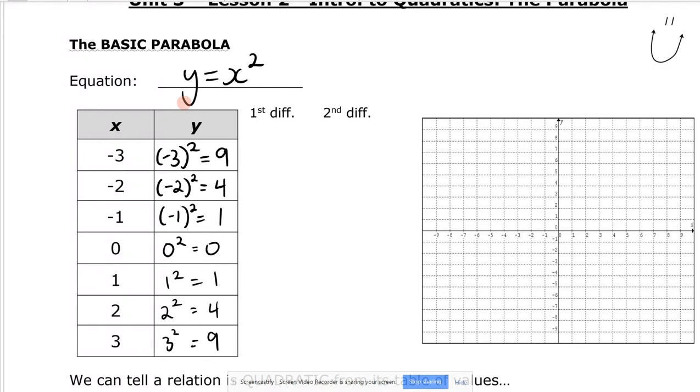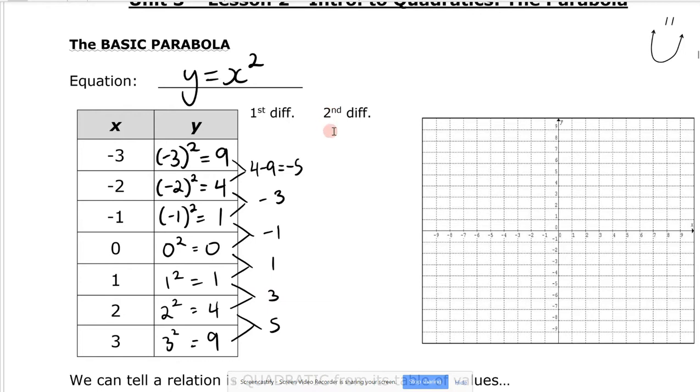Okay. Now, if you remember your finite differences from grade 9, well, you would look at the difference between the two consecutive y values. So if I did 4 minus 9, you would get -5. 1 minus 4 would be -3. 0 minus 1 is -1. 1 minus 0 is 1. And 4 minus 1 is 3. And 9 minus 4 is 5. And you would notice that the first differences are not the same. So for sure, absolutely, this is not a linear relation. This is not a line.